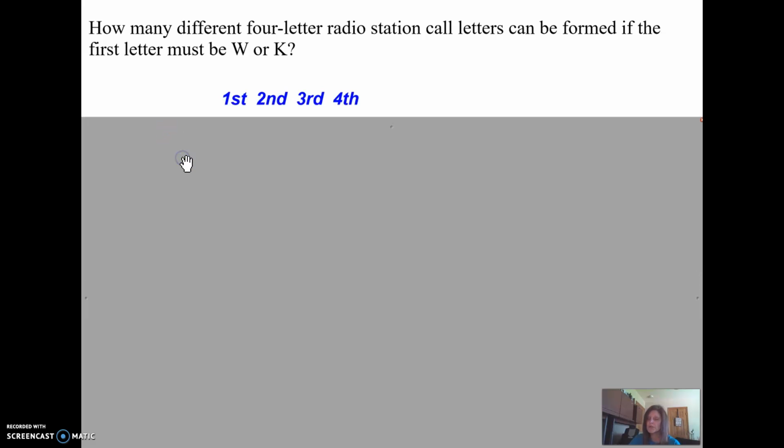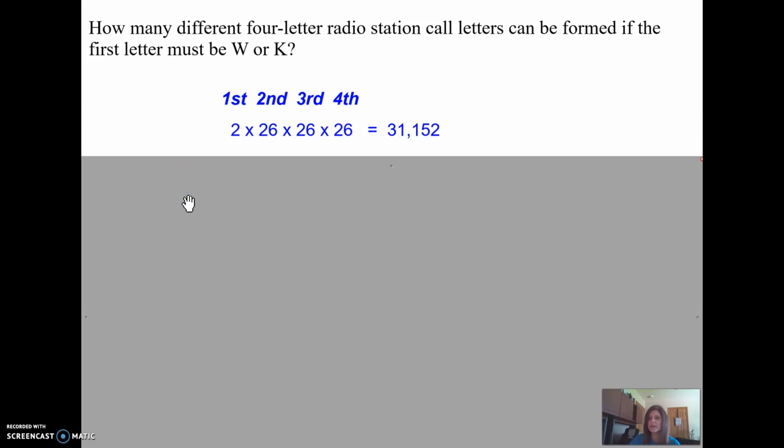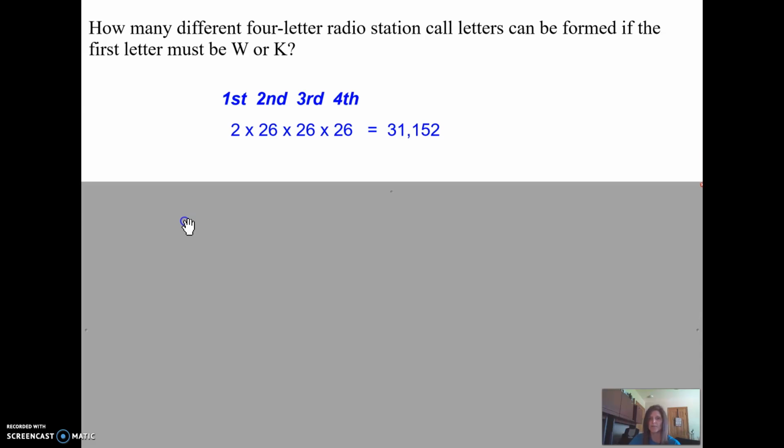So we have 4 different letters. The only restriction is that first one that is a W or K. So there's only 2 choices there. Otherwise, any letter works. Well, we know there are 26 letters in the alphabet. So 2 times 26 times 26 times 26 is a whopping 31,152 different combinations. Okay, next question.